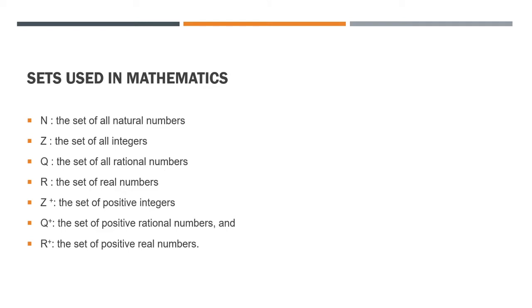Now, let us see what the various sets used in mathematics are. First, we have to be familiar with all these notations. First one is N. N represents the set of all natural numbers. The set of all natural numbers includes 0, 1, 2, etc. till infinity.